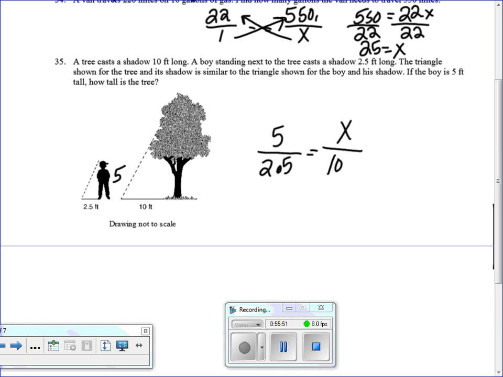So you can set up a proportion. When you're setting up a proportion, you're going to cross multiply. So 10 times 5, which would be 50, equals 2.5 times x. Divide both sides by 2.5, and you're going to get x is equal to 20.